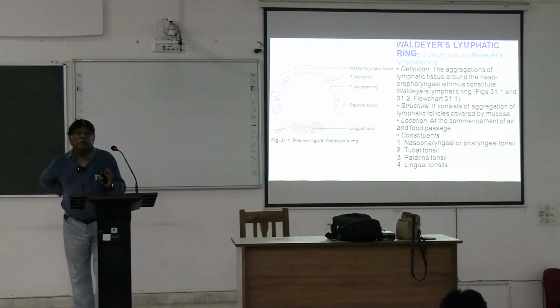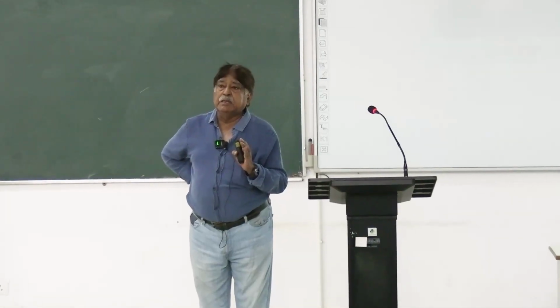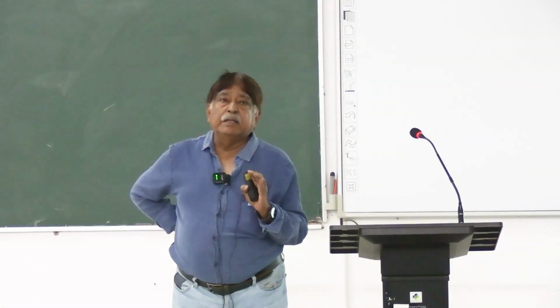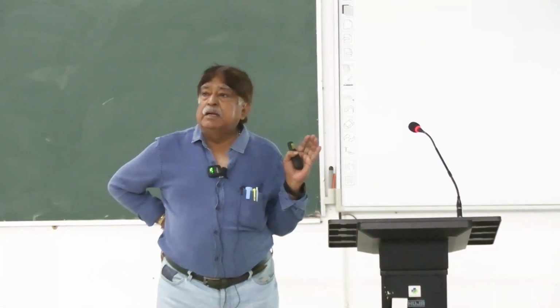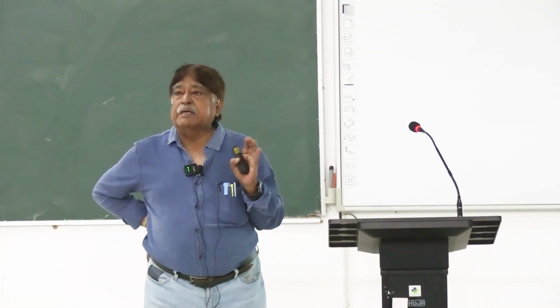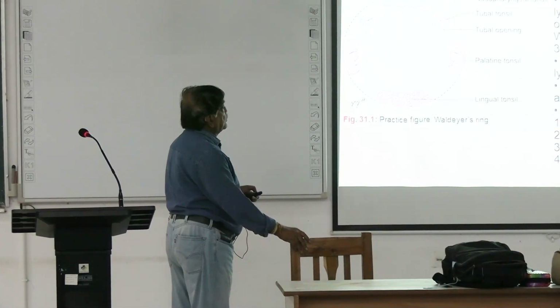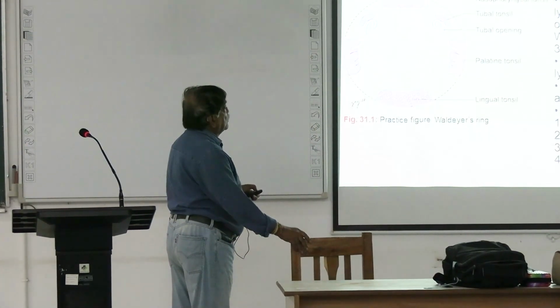This can come as a short note. So take a note and you just see the figure and try to label it. Now definition, the aggregation of lymphatic tissue around the naso-oropharyngeal isthmus constitute Waldeyer's lymphatic ring.